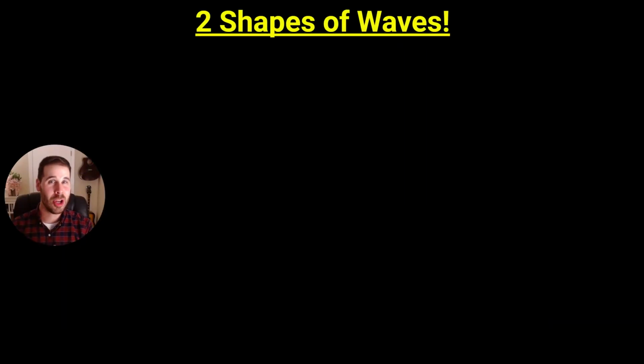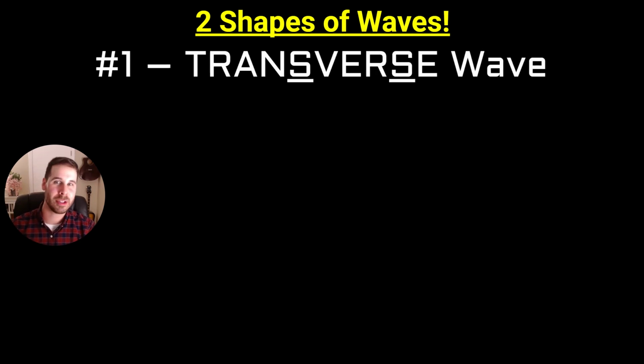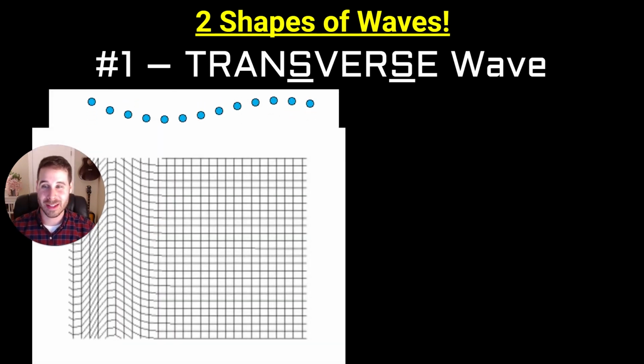All right, now that we know all of the visual components of a wave, it's time to talk about the two different categories of waves that exist. And now that you have that vocabulary in your back pocket, you'll be able to identify these really easily going forward. There are two different types of waves, and the first type I'll describe to you is called transverse waves. It's a big word. Transverse means this.